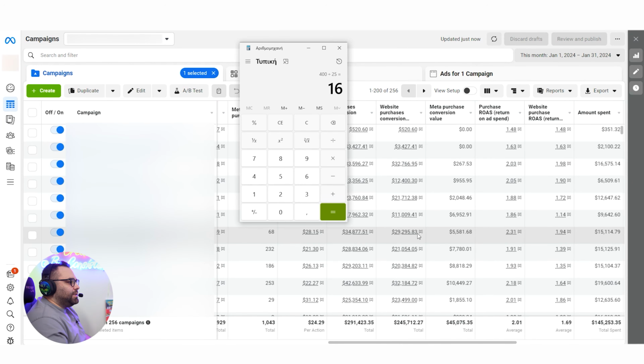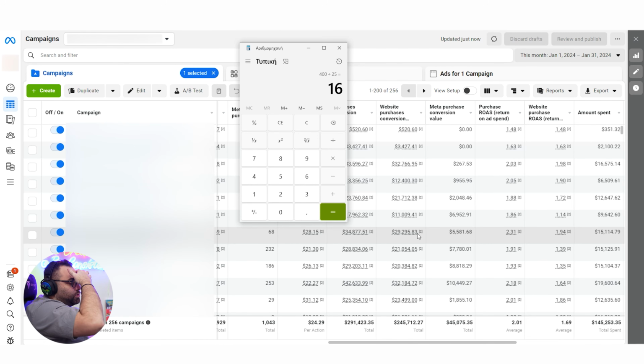This is 16 ad sets. Would I put 16 ad sets? Most probably no. I would divide this by 2. I would put 8 ad sets and maybe 1 more. So between 8 and 10 is what I would put here, because I would like to push my ad sets to go for 2 sales instead of 1. I do believe that 16 ad sets is a lot.